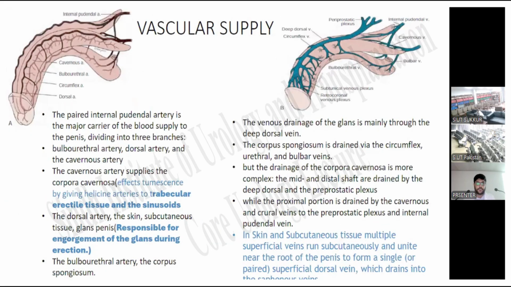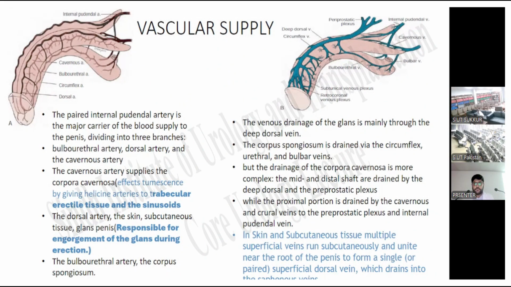Vascular supply. The paired internal pudendal artery is the major carrier of the blood supply to the penis, dividing into three branches: bulbourethral artery, dorsal artery, and the cavernous artery. The cavernous artery supplies the corpora cavernosa, effecting tumescence by giving helicine arteries to trabecular erectile tissue and the sinusoids. The dorsal artery supplies the skin, subcutaneous tissue, and glans penis, responsible for engorgement of the glans during erection. The bulbourethral artery supplies the corpus spongiosum.